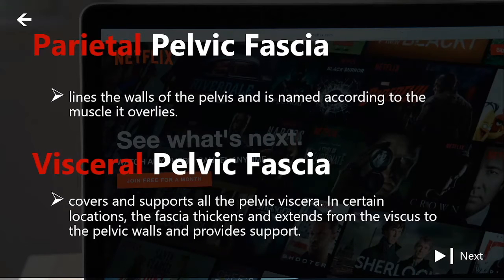The parietal pelvic fascia lines the walls of the pelvis and is named according to the muscles it overlies. Second is the visceral pelvic fascia. It covers and supports all the pelvic viscera. In certain locations, the fascia thickens and extends from the viscus to the pelvic walls and provides support.